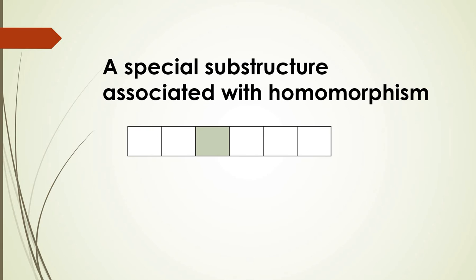A special substructure associated with the homomorphism. Of course, in the domain. You can also associate that with the codomain, but what is asked here is your domain. A special substructure associated with homomorphism in the domain of the homomorphism. Kernel, yes, it's right.